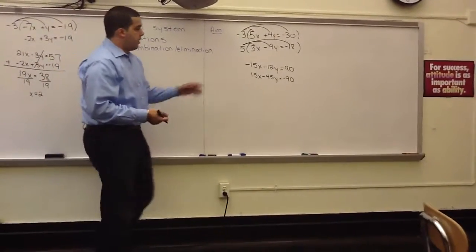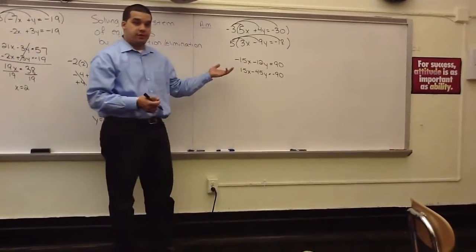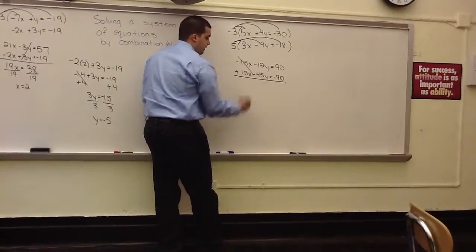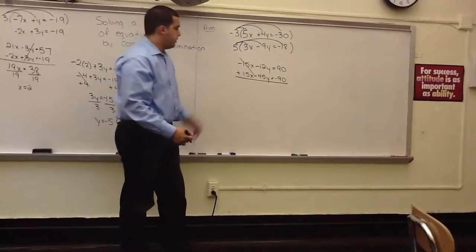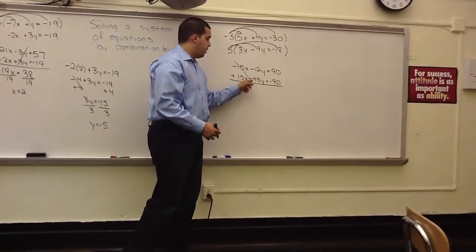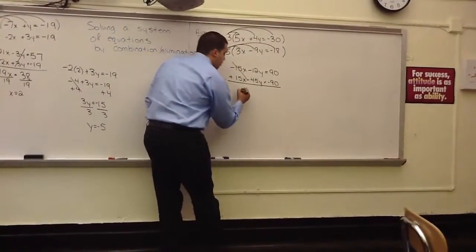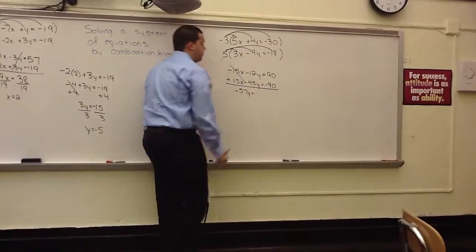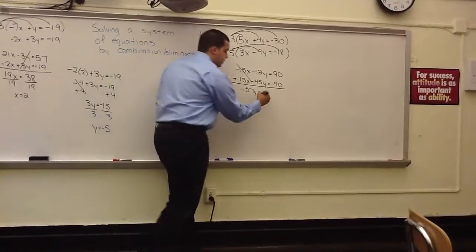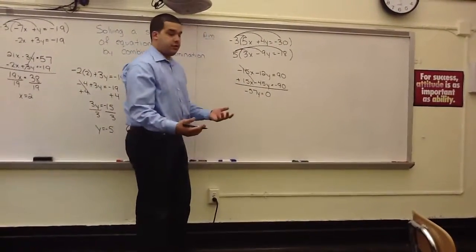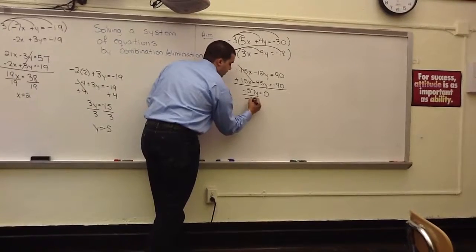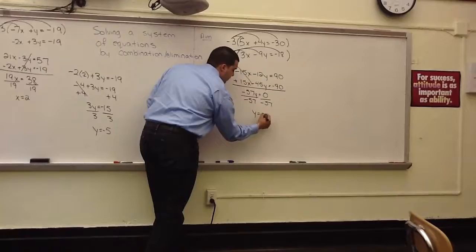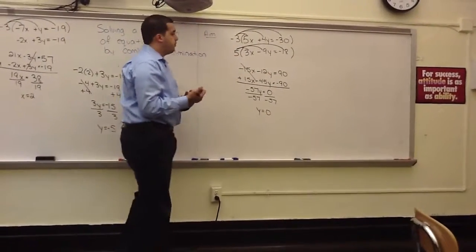Alright? So now that we have the same coefficient with different signs, now we just combine our two equations. The x's cancel out, which was my goal in the first place. Negative 12y plus negative 45y will give you a negative 57y. And 90 minus 90 cancels out, or becomes 0. Then we divide by negative 57, and our y is equal to 0.